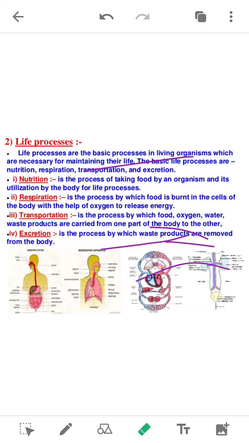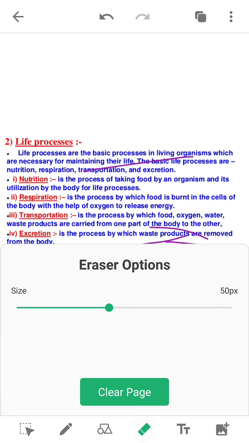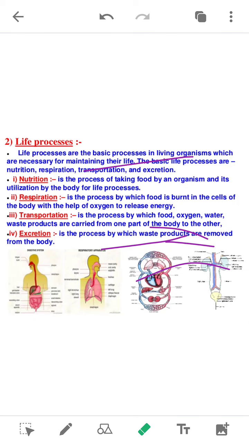Now, let us discuss life processes. Life processes are the basic processes in living organisms which are necessary for maintaining their life. The basic life processes are nutrition, respiration, transportation, and excretion. Nutrition is the process of taking food by an organism and its utilization by the body for life processes.